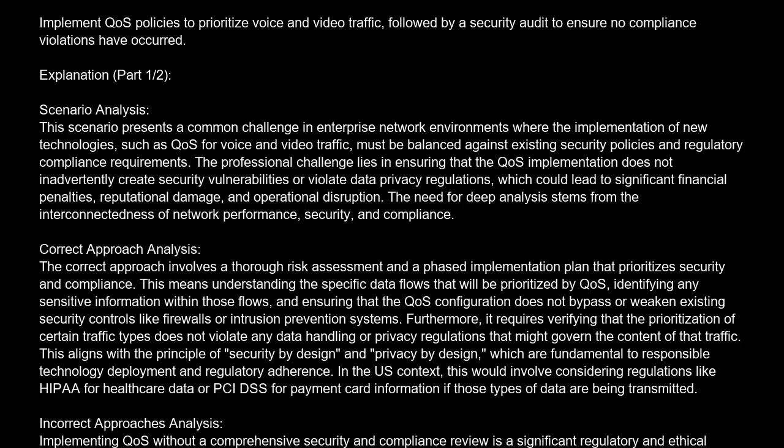This aligns with the principle of security by design and privacy by design, which are fundamental to responsible technology deployment and regulatory adherence. In the U.S. context, this would involve considering regulations like HIPAA for healthcare data or PCI DSS for payment card information if those types of data are being transmitted.